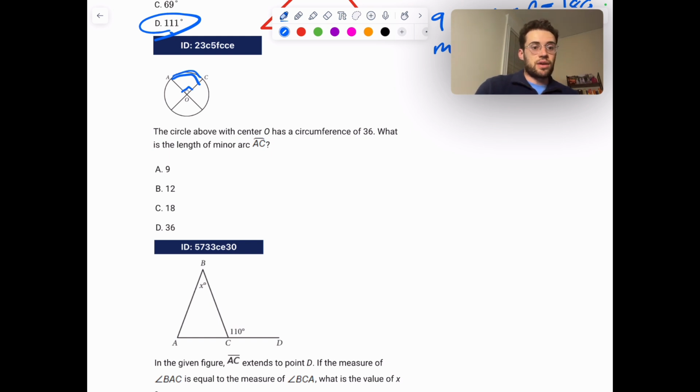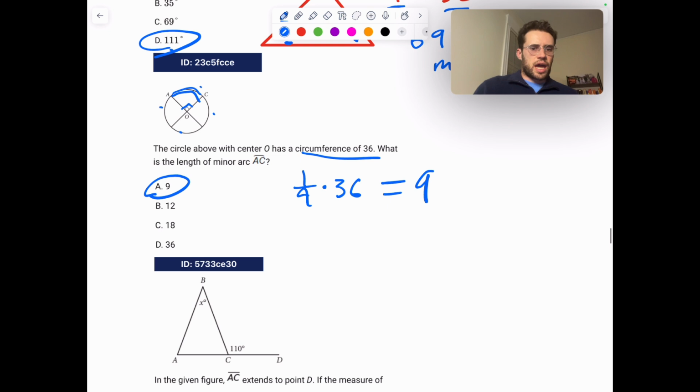So it's 90 over 360. It's 1/4 of the entire circle. And if the entire circumference is 36, then we just can do 1/4 of 36. So 1/4 of 36 is going to be 9. Right, 9 plus 9 plus 9 plus 9 would be 36. So that's how you do that.